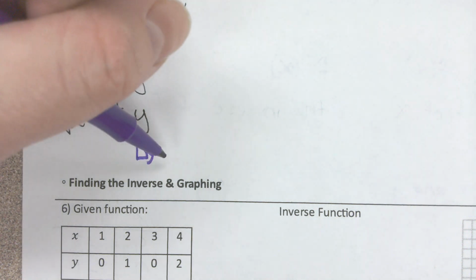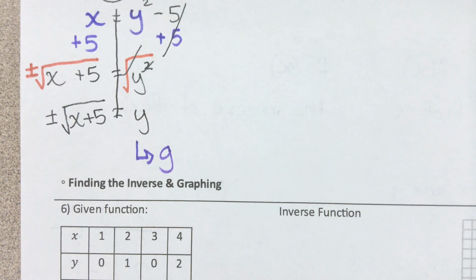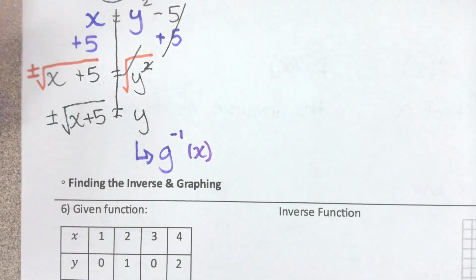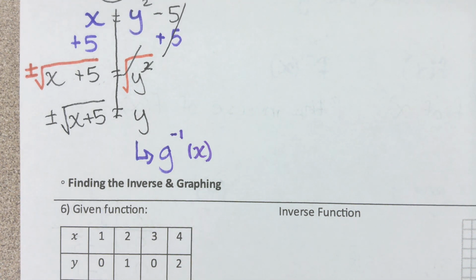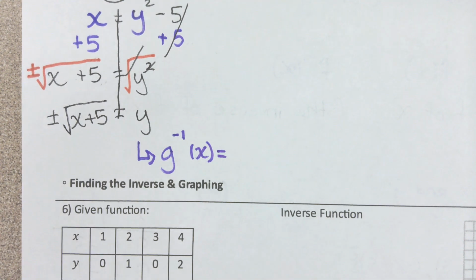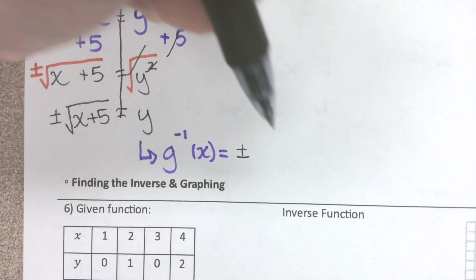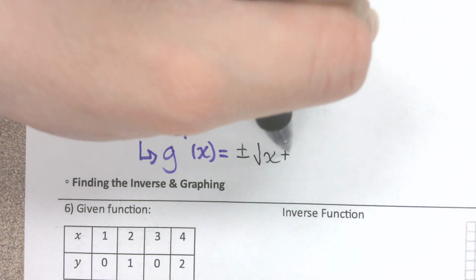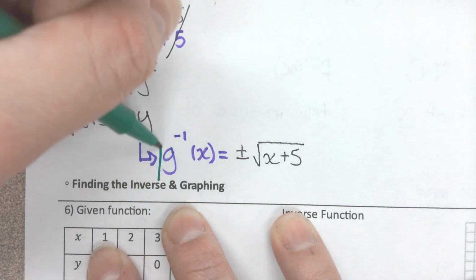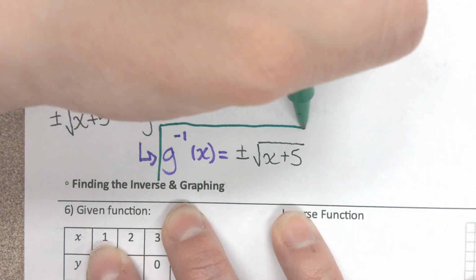We're going to rewrite this y as g. Now we have to use the inverse symbol, so that -1 with the x to represent the inverse of g equals, and then we'll copy over the equation. Plus or minus the square root of x plus 5. This is our answer.